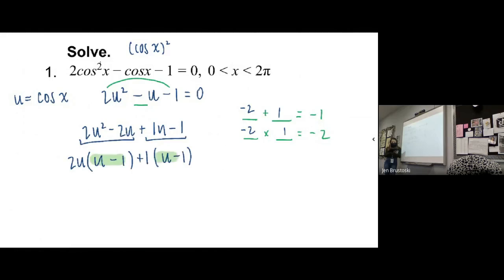Because these 2 things match up, I'm able to write this as 2u plus 1 times u minus 1. Now, if these 2 things don't match up, then something wasn't factored correctly. And that is all equal to 0. So we just factored. The factoring step is done. I'll give you a second to get caught up with that.